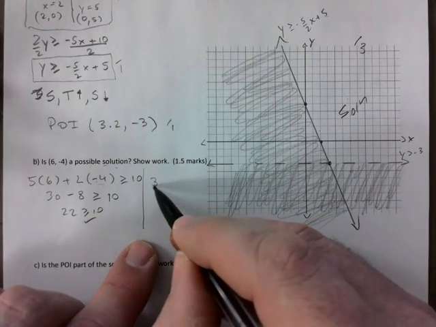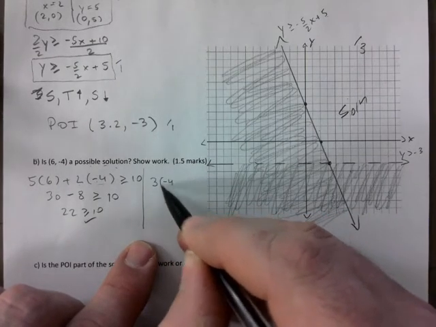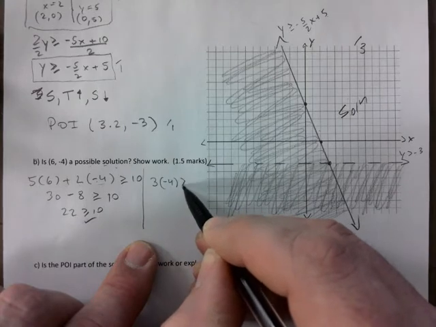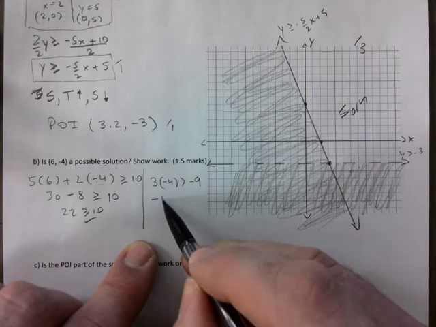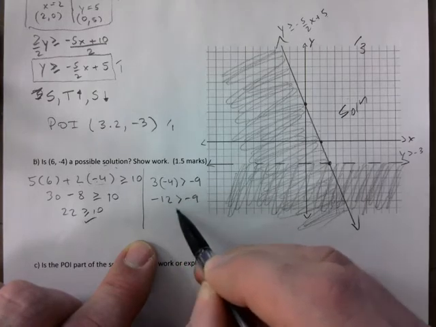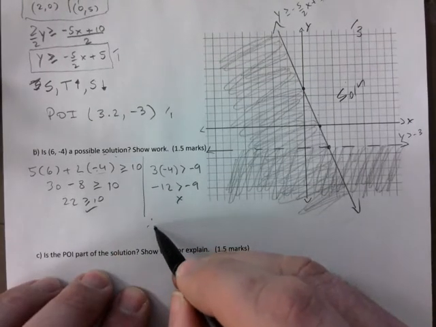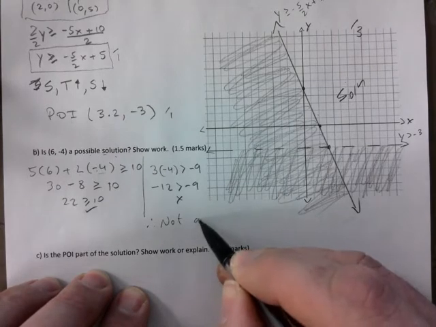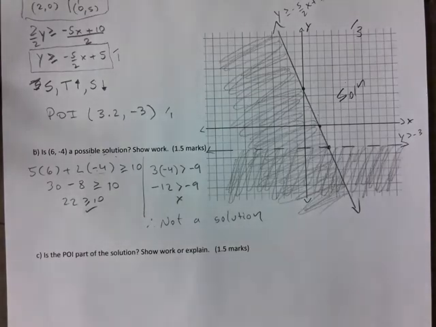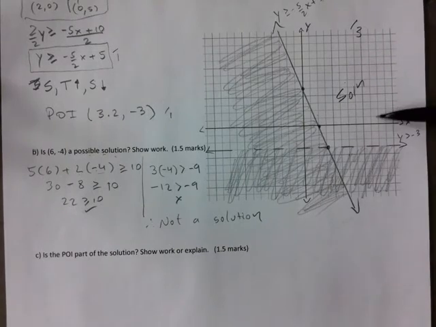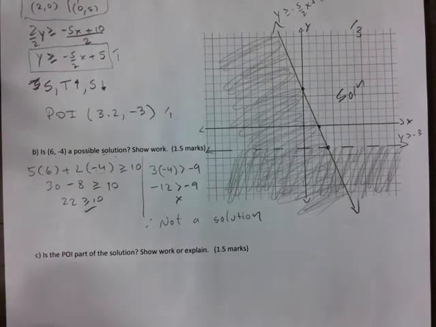The other one is 3y. 3y is greater than -9. I always go back to the original. So that's -12 is greater than -9. That is false. Therefore, not a solution. You have to understand that any points in this solution region is a possible solution. You can pick. That's how inequalities work.